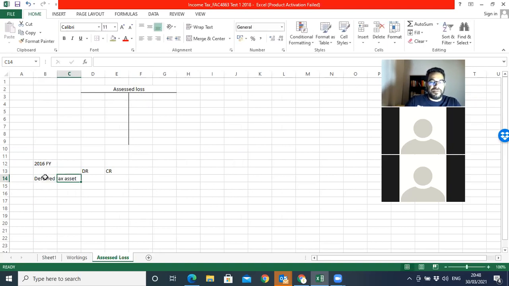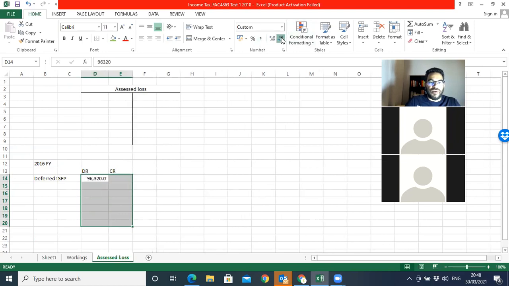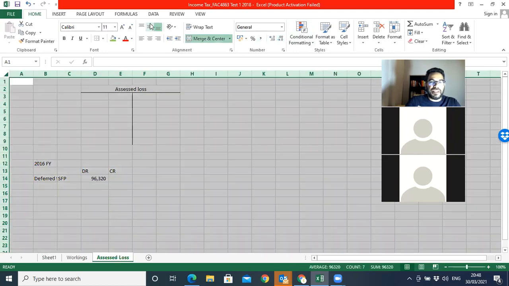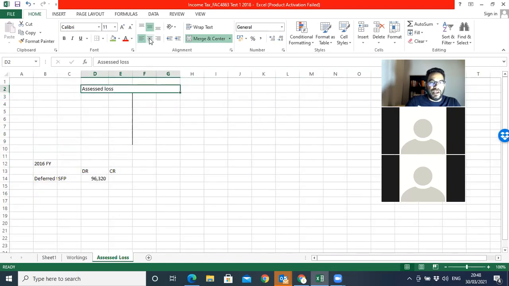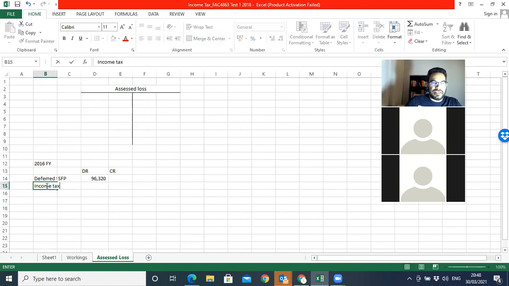So I'm going to say debit deferred tax asset, SFP, and I can recognize an amount equal to the amount of the deferred tax liability, which is 96,320. For every credit, there must be a debit. Where does the debit go to? It goes to income tax. So here I have income tax, P&L. So it will go over there, 96,320.